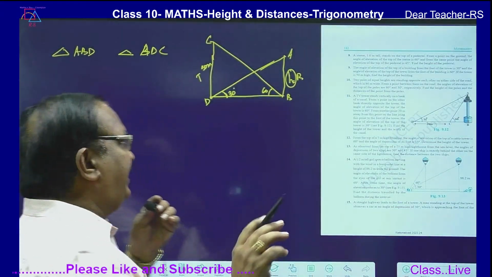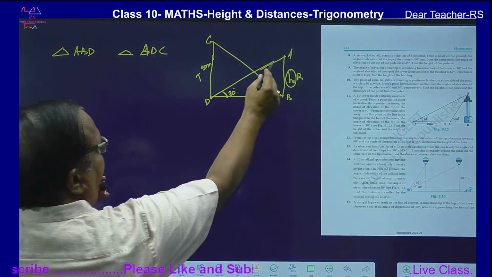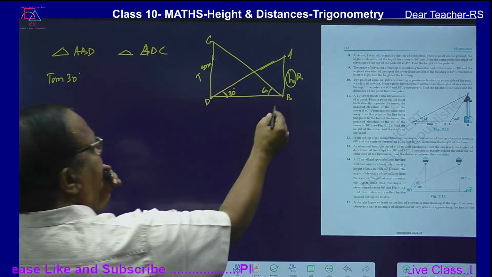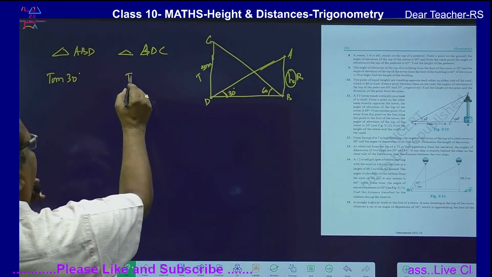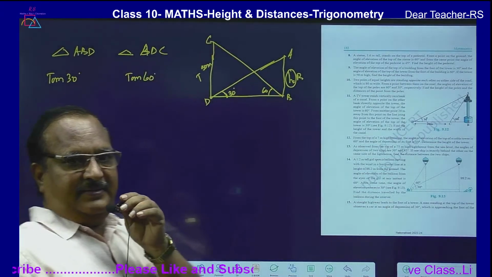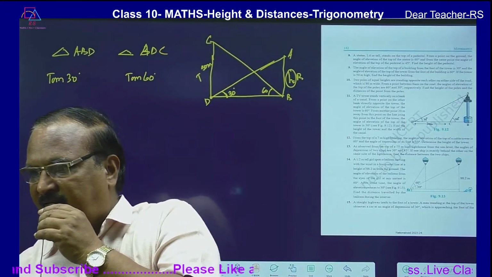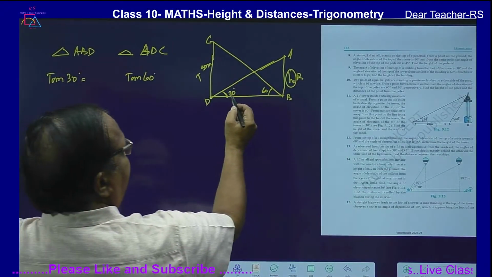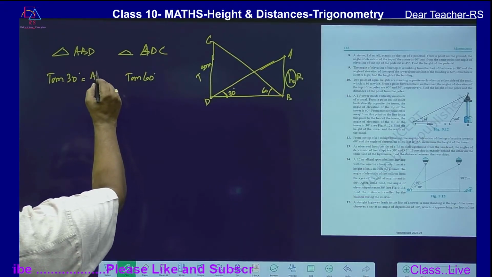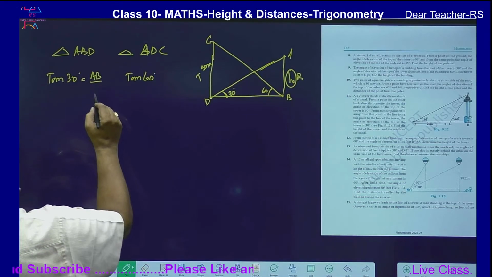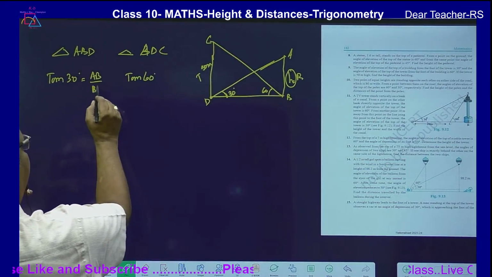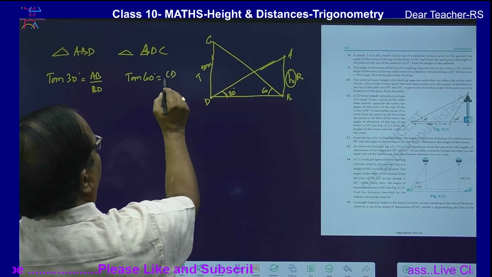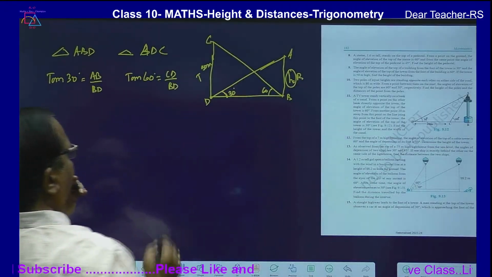So there is no need of hypotenuse. You can write tan directly. In ABD, which angle is there? 30 degrees is there, so tan 30 degrees. And in BDC, which angle is there? Tan 60 degrees. No need of thinking, you just directly write. So tan 30: AB is the opposite side, and BD is the adjacent side. Tan 60: CD is the opposite side and BD is the adjacent side.